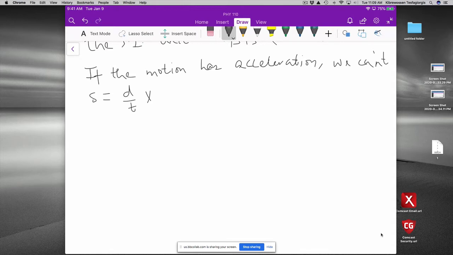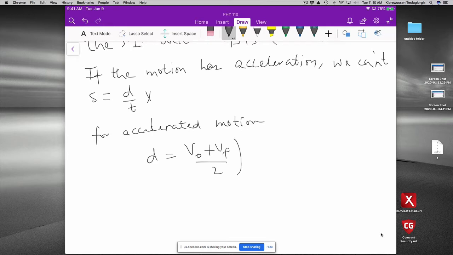So what do we use then? If there is acceleration, it means there is a slowdown and also a speeding up. So for accelerated motion, how do you find distance? Basically, you need to find distance using the average, because if the motion is slowing down or speeding up, it has two velocities: an initial velocity and a final velocity. So you have the initial velocity plus the final velocity, divided by two, multiplied by time.